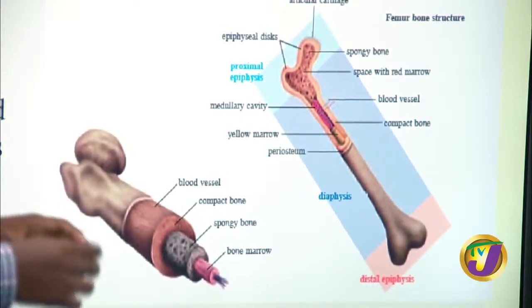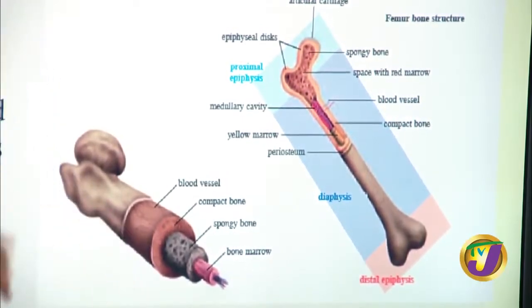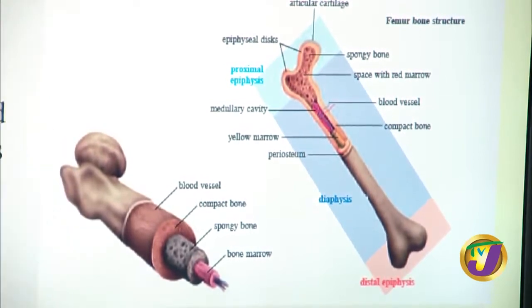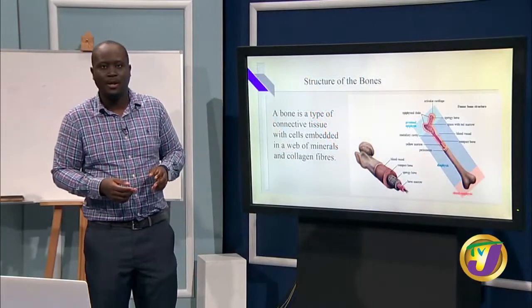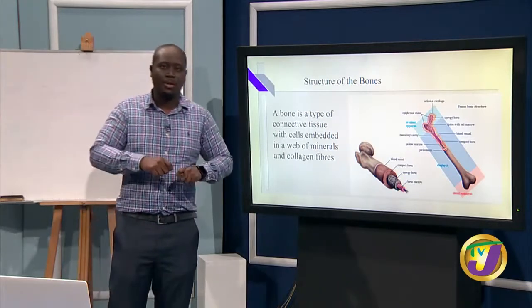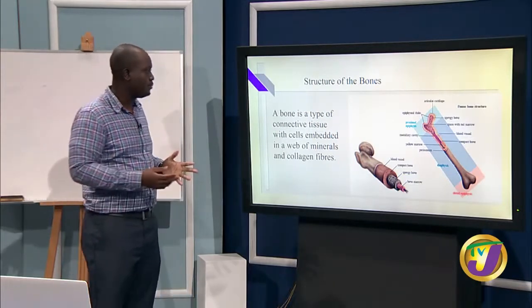Now the minerals give bones their hardness, right? So if you get a raw bone, it is kind of hard to break. But collagen gives it some form of flexibility. If your bone was just rigid, it would break easily. But there's some form of elasticity within your bone. It's not much, but it is there, and so it prevents the bone from breaking easily.